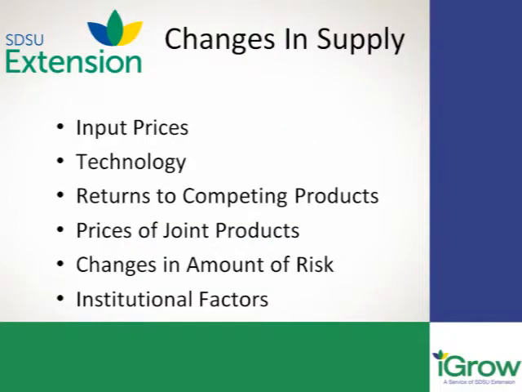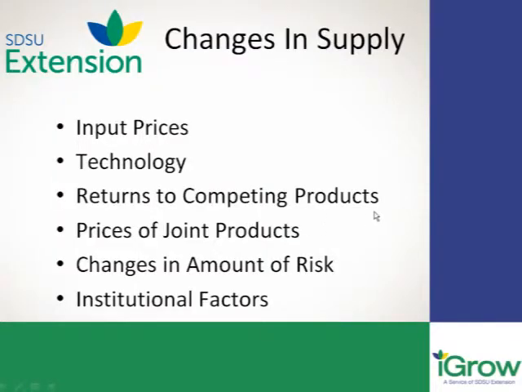The things that change supply are input prices, technology, returns to competing products, prices of joint products, and changes in the amount of risk. So you think about that, and production agriculture is an easy one to see a lot of these things. For example, farmers tend to increase the amount of production of corn and soybeans, for example, as they have more technology, as we've seen hybrid seed come about, as we've seen the triple stack varieties and all those other technologies that we use in corn and soybean production. It's essentially increased our yield per acre, and that's ended up increasing supply.